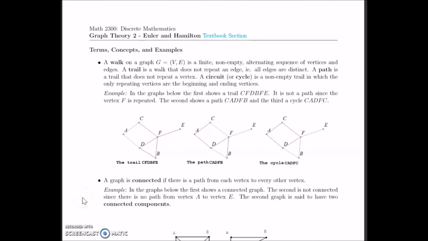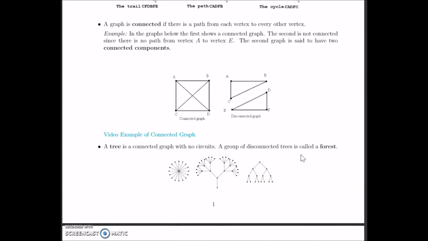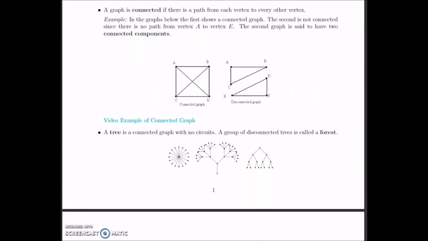I do have a few things I want to point out in the notes, other than just the usual that this is summarizing stuff about walks, trails, circuits, and all that stuff. There are 2 topics that I want you to be familiar with that I didn't talk about in the other part of the lecture. The first is connected, okay?